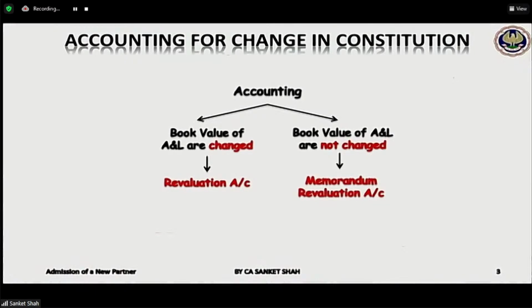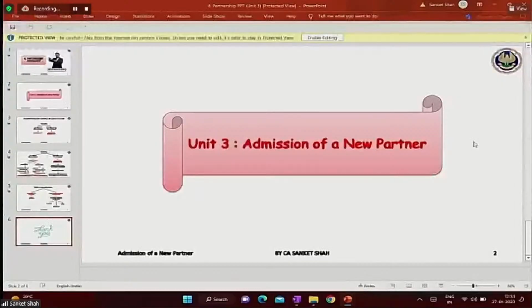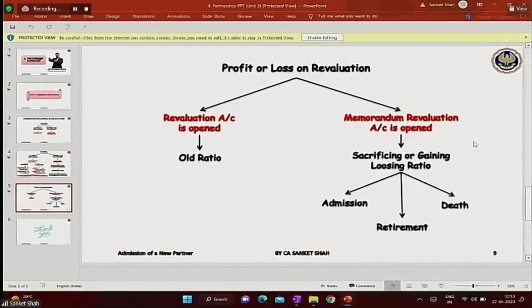Revaluation versus memorandum revaluation. Over. रिवैल्यूएशन के नीचे लिखो. बेटा, लिखो ना, लास्ट है, थोड़े से पेशेंस रखो. चलो, अकाउंटिंग हो गया. ओके, ओवर.